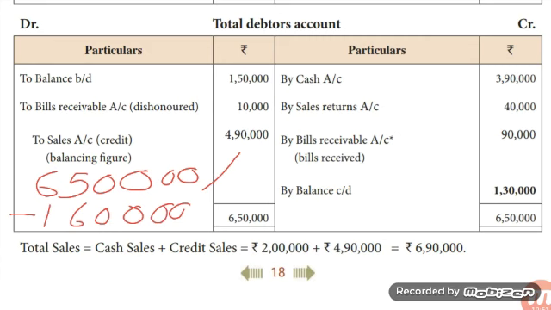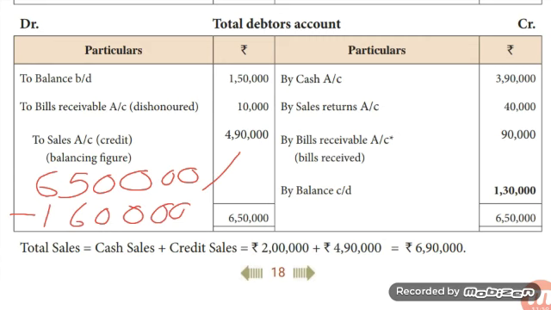Then find the balance of total debtors account. The credit side total is 6,50,000 and the debit side total is 1,60,000. The difference between the two is 4,90,000. 4,90,000 is the balancing figure. It is the credit sales. Okay, children.